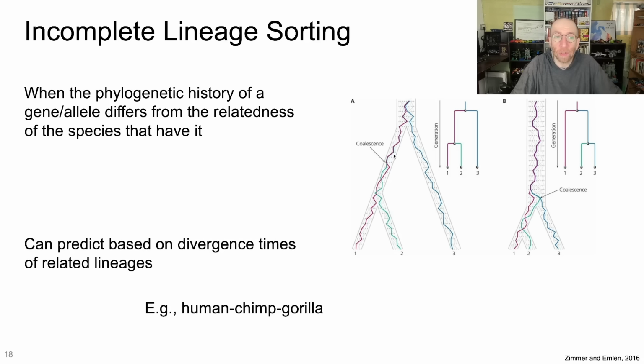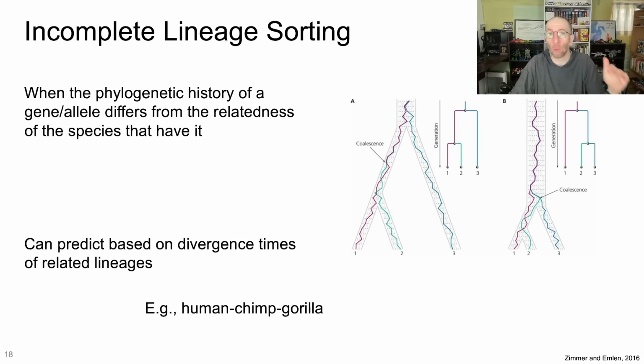The neat thing is you could actually predict this based on the divergence times of related lineages. And when you have several divergence events in a short time, you expect and can predict a higher level of incomplete lineage sorting. You could actually predict the exact amount of incomplete lineage sorting you expect to see.